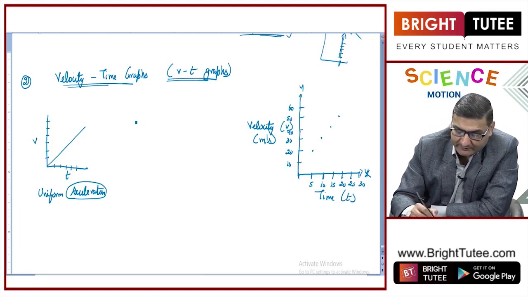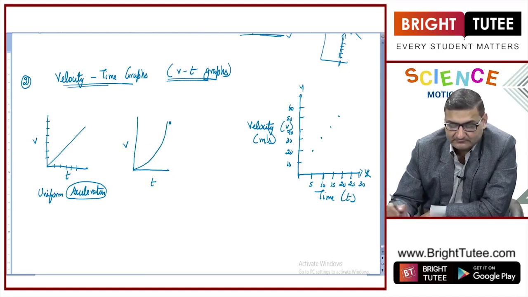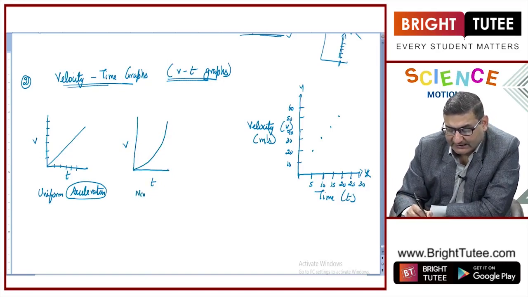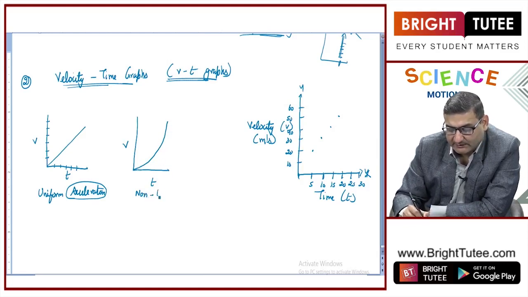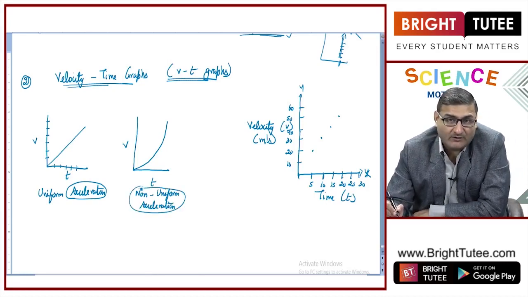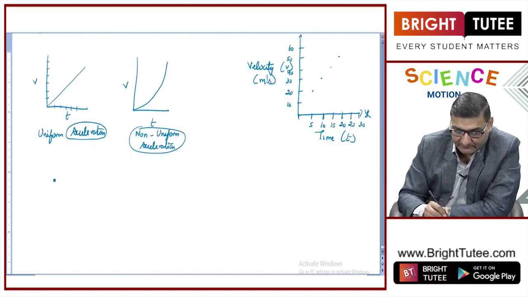Fine. But if we draw the same VT graph and we get a curve in the upward direction, this graph shows that with the passage of time the velocity is increasing because it is going upward, but because it is a curve, it means non-uniform acceleration. The velocity is increasing, the body is undergoing acceleration, but it is non-uniform. Got it? Fine.